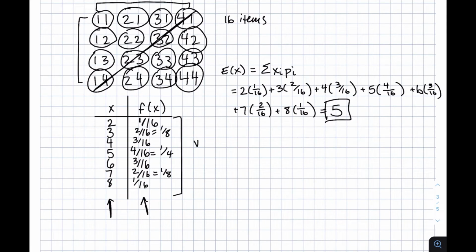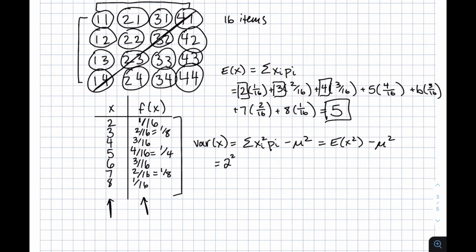And the variance formula is that, or we can write it like this. Basically what we need to do is just square all of these values and do the same calculation.